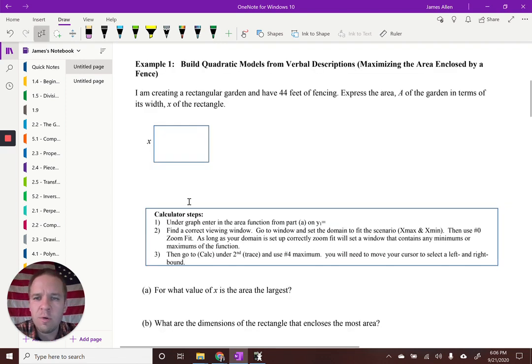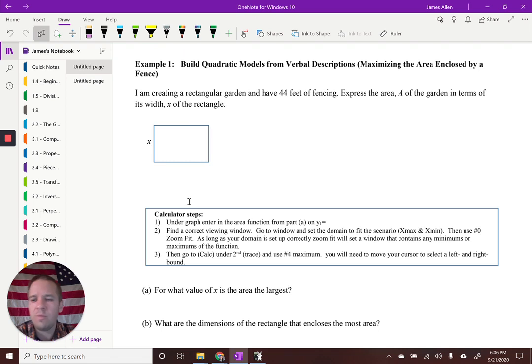All right, so we're creating a rectangular garden and have 44 feet of fencing. This seems real. I mean, I do have a garden in my yard, and actually it probably is about 44 feet of fencing. All right, express the area A of the garden in terms of its width, x, of the rectangle. All righty, so that's our first part here.